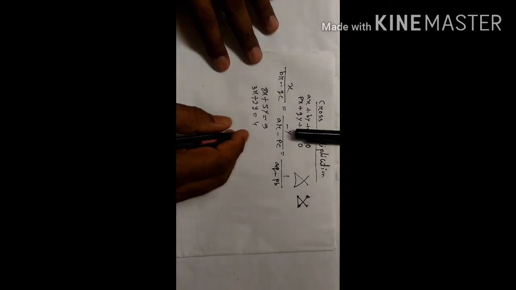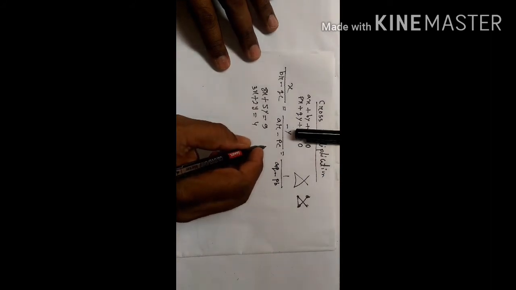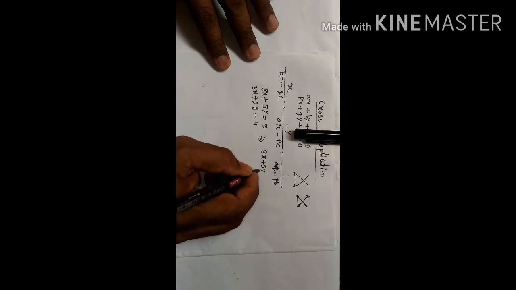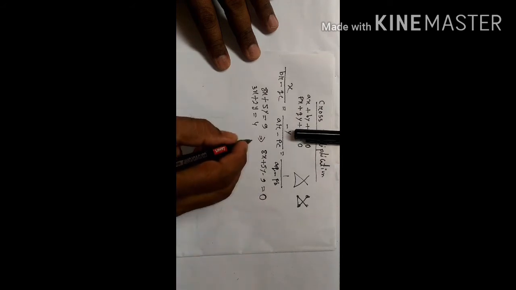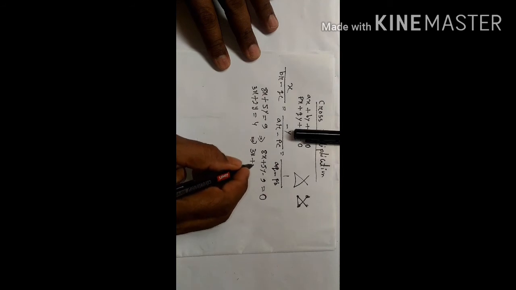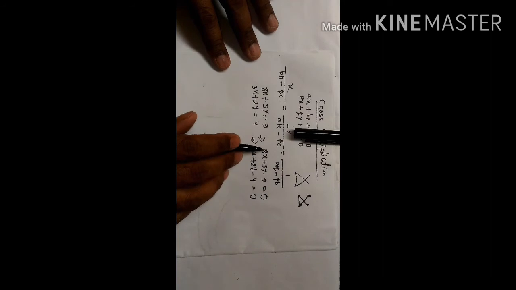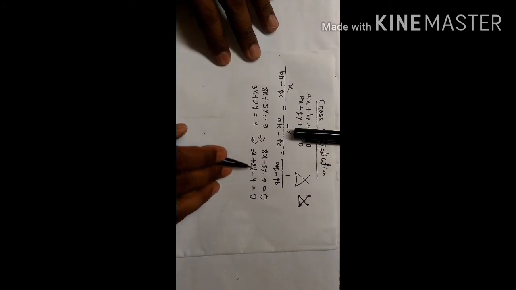Now I am taking one example. Suppose you have to solve 8x plus 5y equal to 9 and 3x plus 2y equal to 4. At first you have to convert the right hand side into 0. So it will become 8x plus 5y minus 9 equal to 0, and this will become 3x plus 2y minus 4 equal to 0. The constant terms are 8, 5 and minus 9, and here the constant terms are 3, 2 and minus 4. You have to use this one.